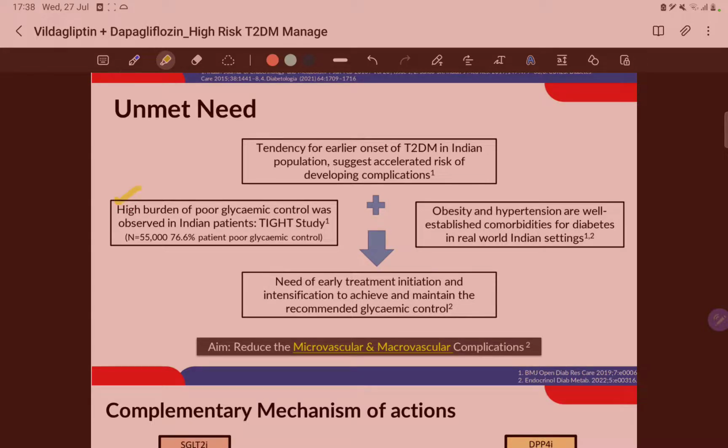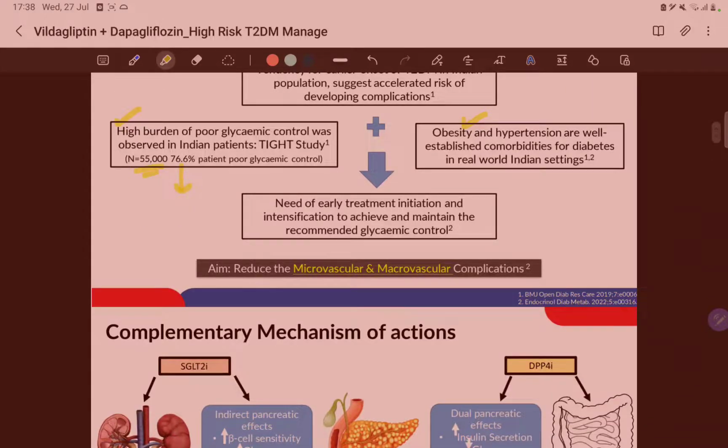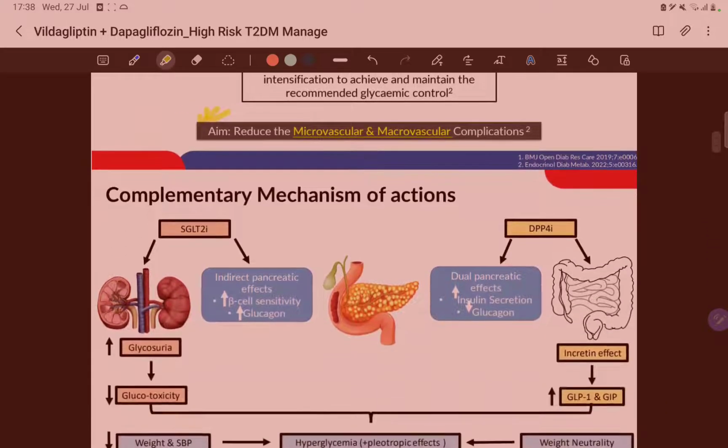There is a high burden of poor glycemic control observed in Indian patients in the TIDE study, which had 55,000 patients, and 76.6% of the patients had poor glycemic control. Obesity and hypertension are established comorbidities for diabetes in real world Indian settings, overall leading to the metabolic syndrome. Early treatment initiation and intensification, to achieve and maintain the recommended glycemic control, is required at this hour, right? The aim is to reduce the microvascular and macrovascular complications.